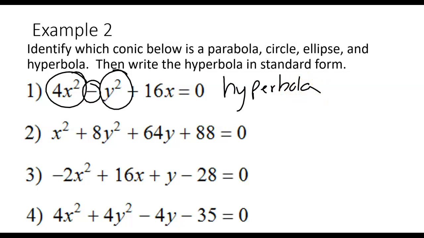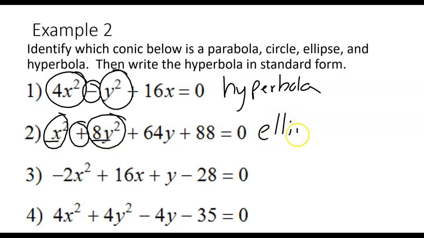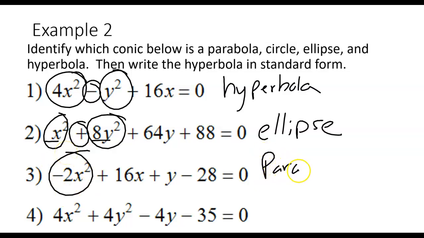Let's take a look at number 2. Number 2 has 2 squares, so it's not a parabola. It has a plus in between it, so that means it's either a circle or an ellipse. But notice that their coefficients are different. That means it's an ellipse. If they had the same coefficient, then that would be a circle. But since they have different coefficients, that's an ellipse. Let's take a look at number 3. This one has only one squared term. That's a parabola.